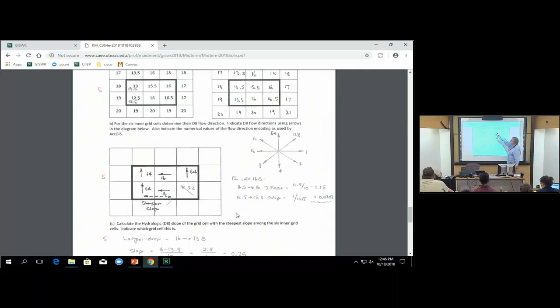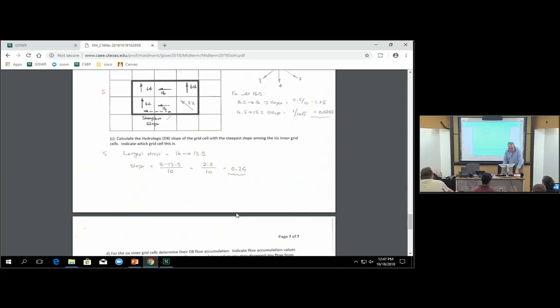Similarly 15.5 goes to 13.5 on the diagonal or 13.5 on the horizontal axis. The 16 cell up in the top right hand corner goes to 15 out of the square here. And the only one where there was some reason to check was number 16.5. It could go to 16 on the axis, which has a slope of 0.05, or it could go to 15.5 on the diagonal, which has a slope of 0.07, and that's the bigger slope. So it goes on the diagonal, and that determines the flow directions.